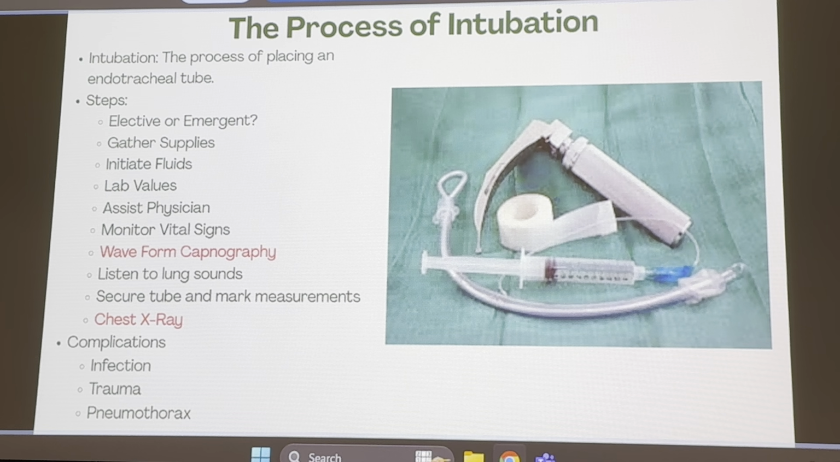What about a 10cc syringe? Probably need one of those, right? Because I have to inflate that balloon. So we have it right there in that picture. I want to have that readily available because as soon as he places that endotracheal tube, I have to blow up that cuff to make sure it stays in place. All right? Any other thoughts?